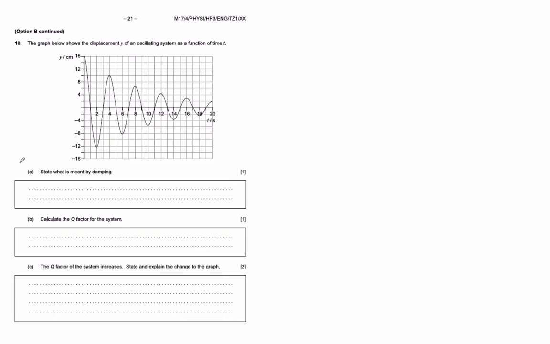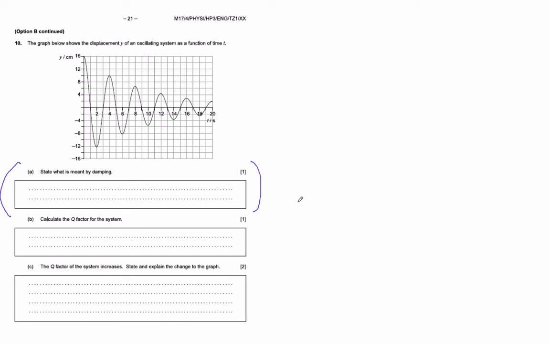State what is meant by damping. Damping is when you have a dissipative force. So put that in your own words. What do we mean by that?